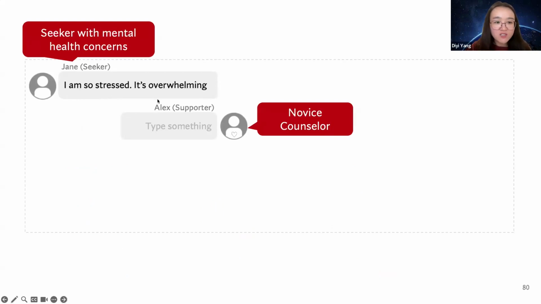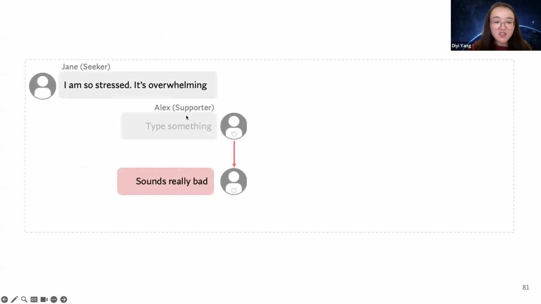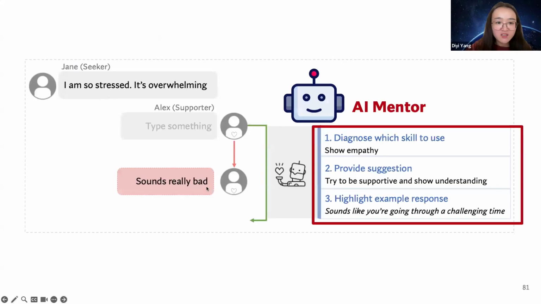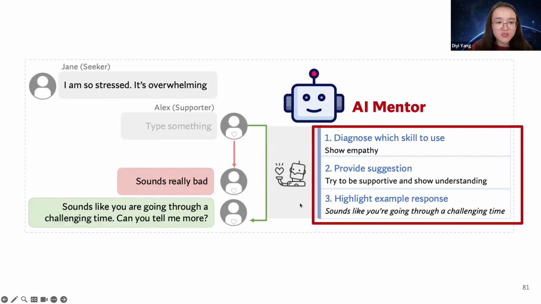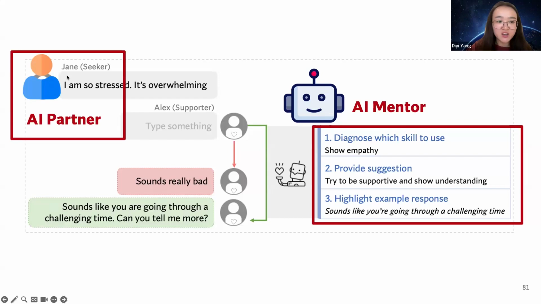Jane said, "I'm so stressed, it's overwhelming." And Alex, without a lot of training, could respond with, "Sounds really bad." If at this moment we have an AI mentor, as I mentioned earlier, the AI mentor could help diagnose which skill Alex could use, provide suggestions, and maybe highlight an example response. With all of those, Alex might rewrite as, "Sounds like you are going through a challenging time. Can you tell me more?" Now instead of Jane as a single person, we could have many different types of Jane. Jane is our AI partner here.